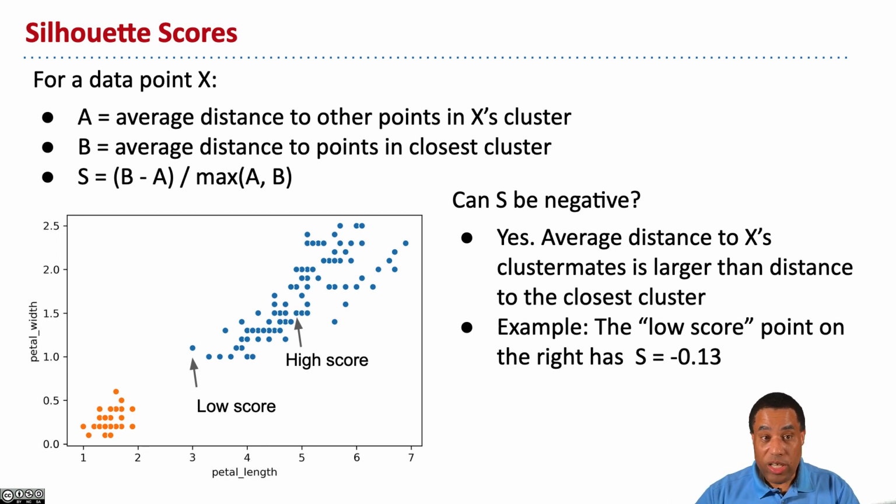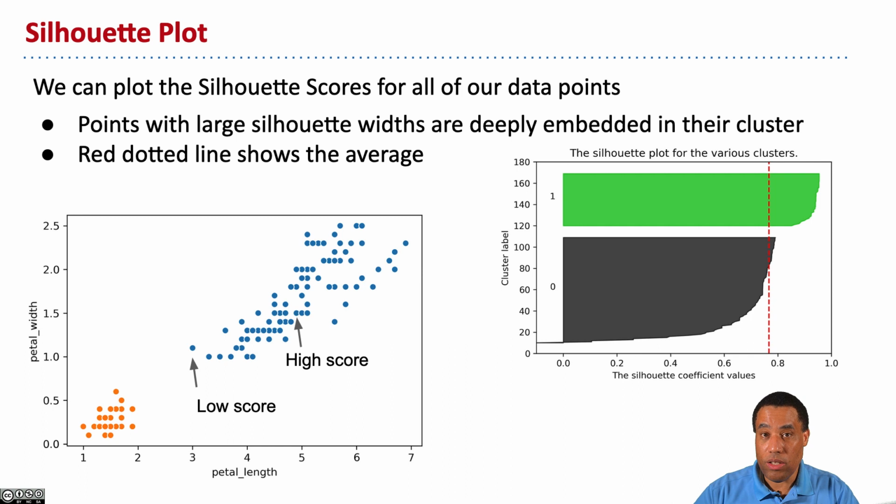All right, so we can compute all of these silhouette scores for each of the clusters, and then we can plot them. And that's what a silhouette plot looks like. So here, points with large silhouette widths, so closer to 1, they're deeply embedded in their cluster. They're near the center, they're near everybody else in the cluster, and they're far from other clusters. Points that have smaller silhouette scores are farther from that center and are closer to other clusters, right?